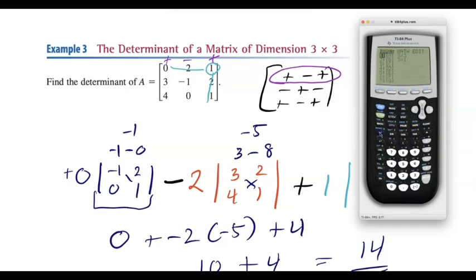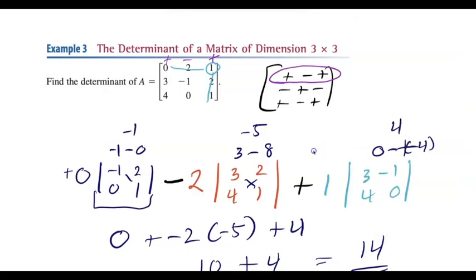Go back to matrix. Now determinants are under math, it's an operation. The very first one, determinant. Then you select your matrix, press enter, and 14 is just what we got.